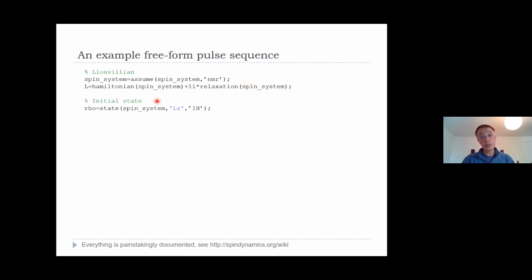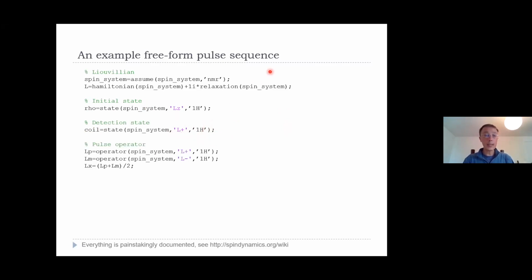Then initial state. Typically, calculations begin on the z-axis in NMR. Okay, rho is a state of the spin system, Lz on the protons. Then detection state, normally transverse, usually quadrature, so Lx plus i Ly, or equivalently L plus. There's a bit of a philosophical meta here, in that we are detecting on non-Hermitian operators. The philosophers will get their knickers in a twist about this, but well, we can. So coil is L plus on the protons, proton coil idealized. Pulse operators, again, L plus, L minus, and put them together to make an Lx.